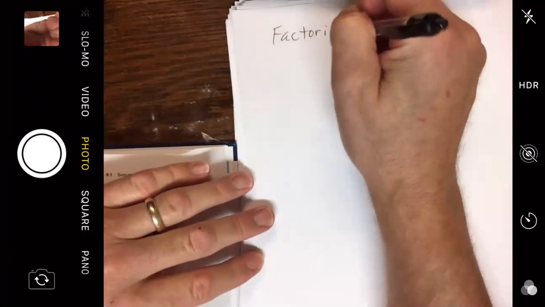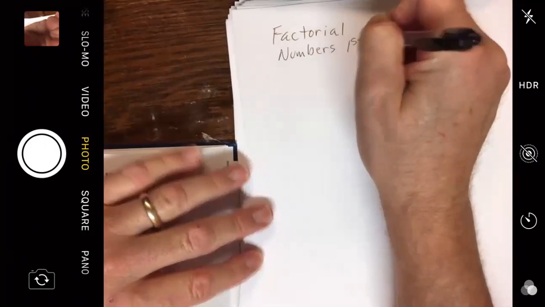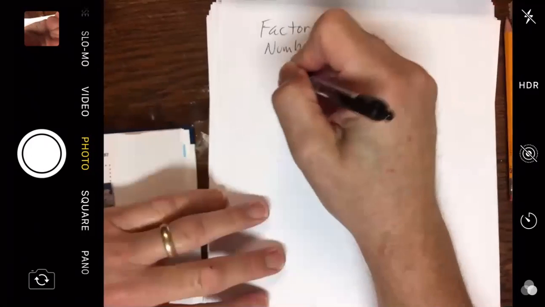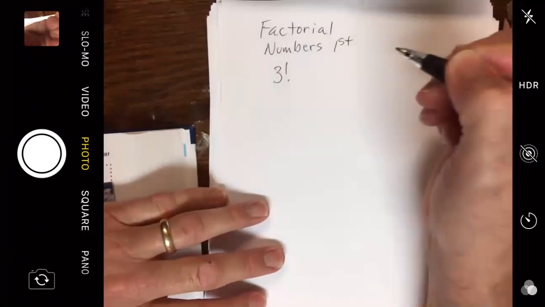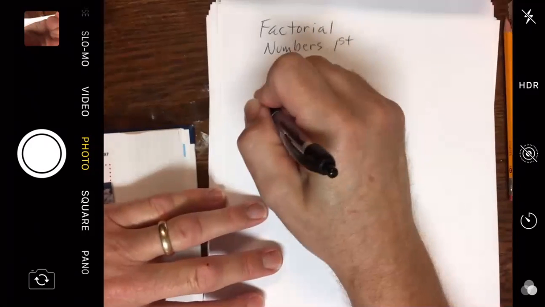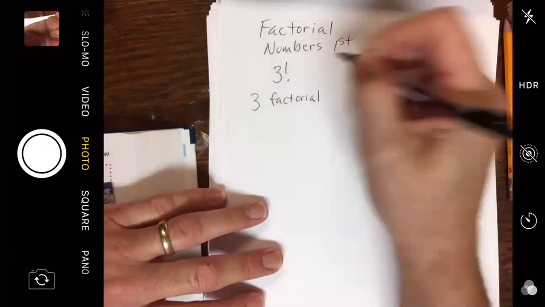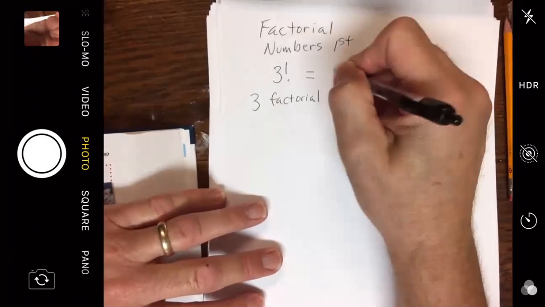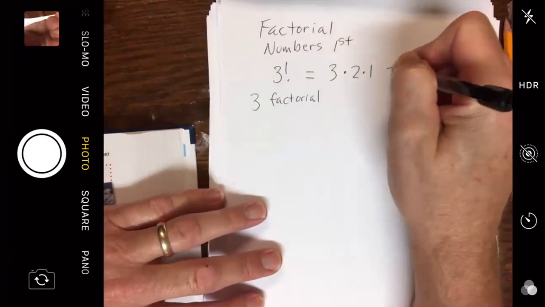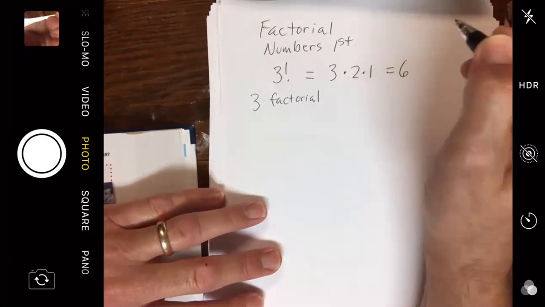I'll do it with numbers first. A lot of the formulas in this chapter will have terms that look like this: 3 with an exclamation point. That's read 3 factorial. What it means is that you start with the given number and you multiply by every whole number back to 1. This will work out to 6.